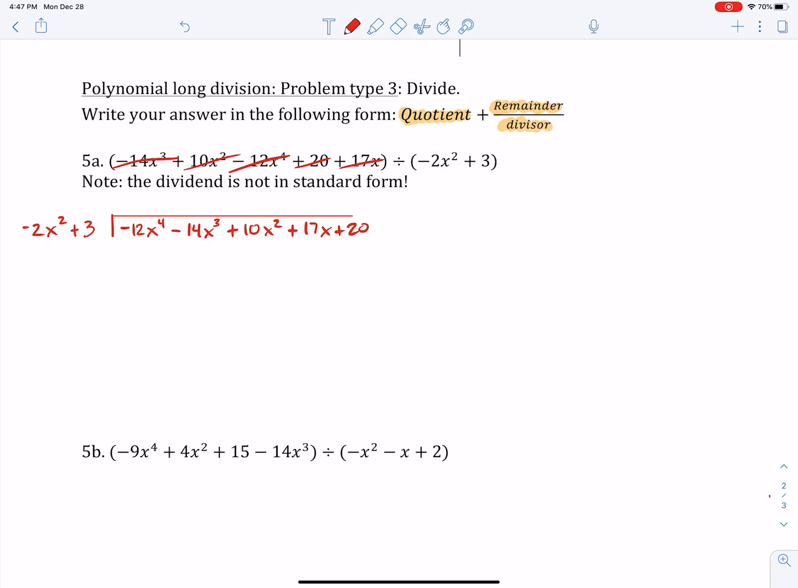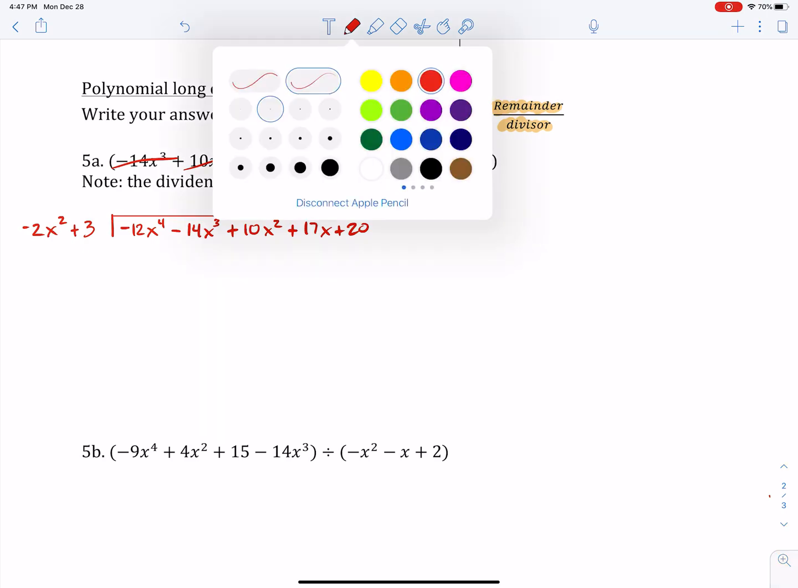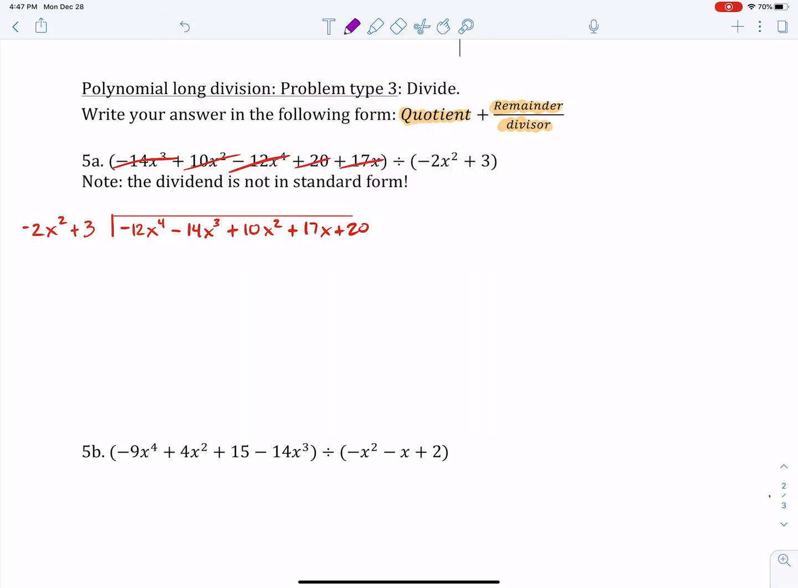Now from there, we utilize the same steps. This time I'm not going to write them down. You can challenge yourself right now by trying to write them down by memory. But we're going to jump right into it. So I need to do first division. Negative 12x to the fourth divided by negative 2x squared. Let's do it in a different color here. That is going to give me 6x squared.